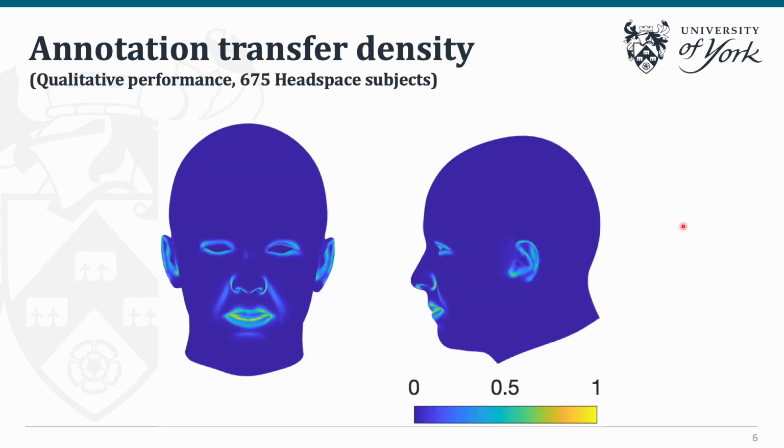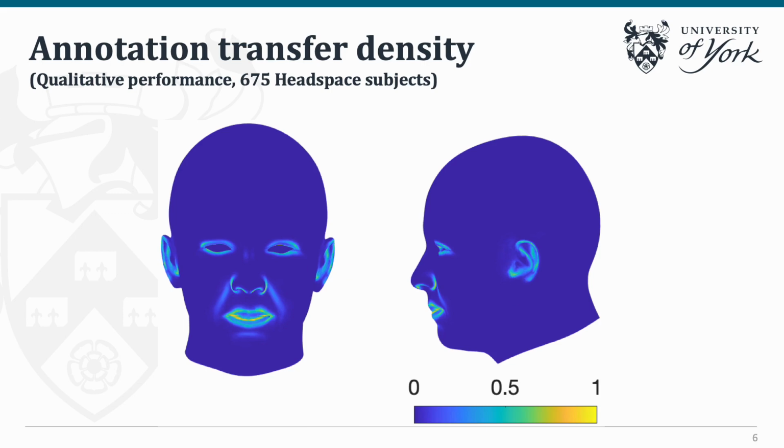So let's say we do this annotation transfer over 675 headspace subjects. Then what we're hoping to see is that the annotations hit the same places on the template, and we can color map that. If these contours come out crisp and sharp, then we're probably getting good morphing, good correspondences, and if it's fuzzy and blurry, then perhaps we're not.